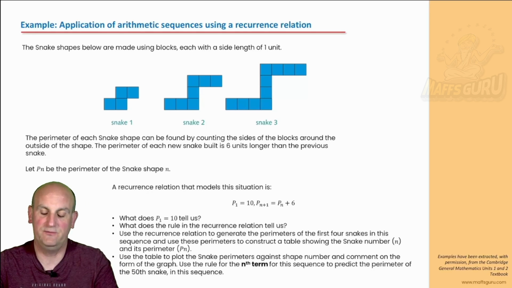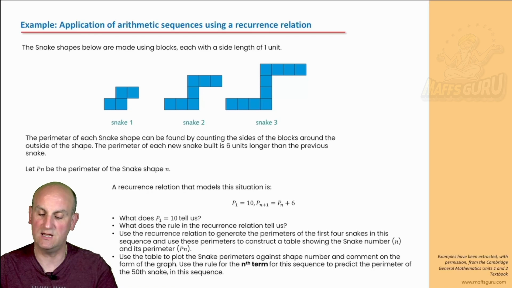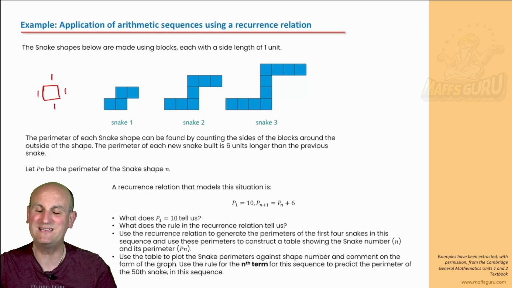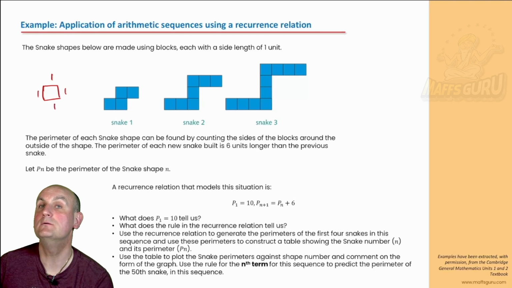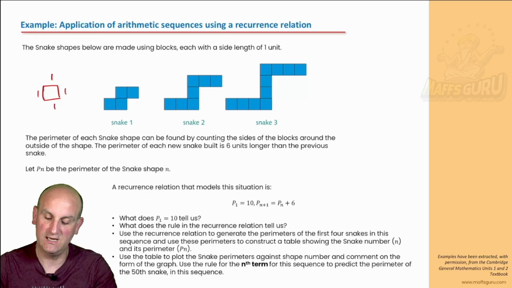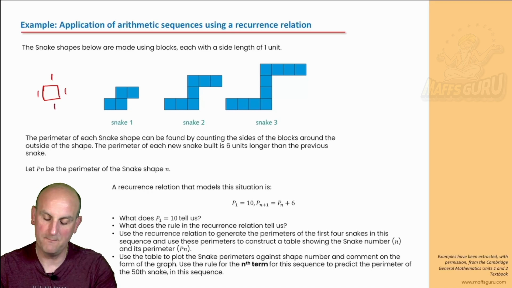Now, how do we apply this in a bigger context? Well, it's not different, to be perfectly honest with you. We've got an example: snake shapes below are made using blocks, each with a side length of 1 unit. So what that means is that here is my block. That's 1 unit, that's 1 unit, that's 1 unit, and that's 1 unit. The perimeter. Do you remember what perimeter is? It is the distance all the way around the edge of each shape and can be found by counting the size of the blocks around the outside of the shape. The perimeter of each new snake built is 6 units longer than the previous snake. Let Pn be the perimeter of the snake of shape n. So n is going to be 1, 2, 3, 4, 5, and Pn is going to be the perimeter of that.